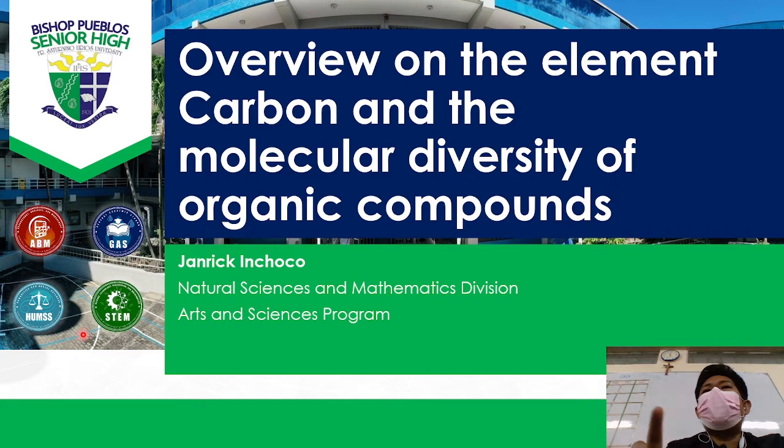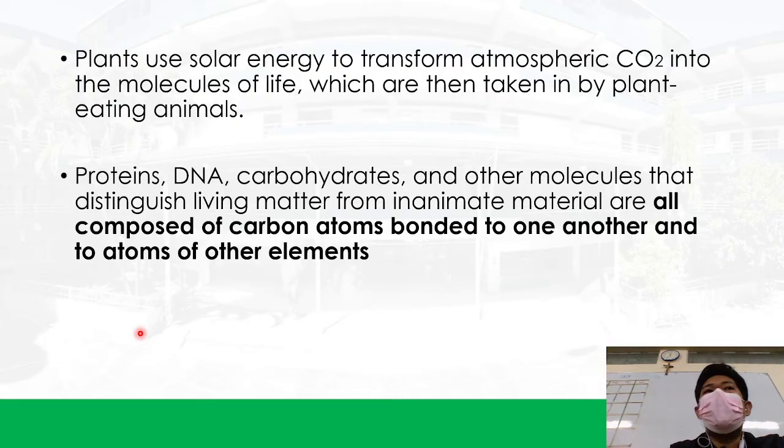We're going to talk about the element carbon and the molecular diversity of organic compounds. This is after we talk about the molecular structure of water and the hydrogen bond. Today, we all know that plants use solar energy to transform atmospheric carbon dioxide into the molecules of living organisms in the process we call photosynthesis.